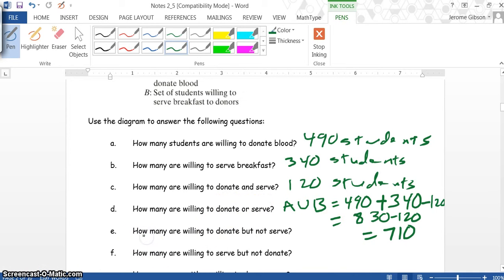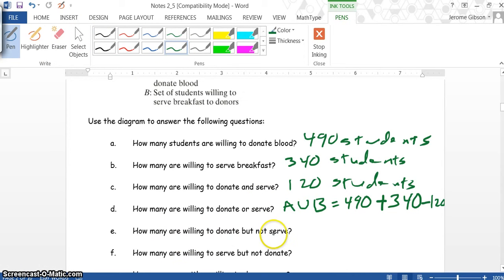Now we come here to E. It says, how many are willing to donate but not serve? Now because I have limited space here, I'm going to need to get rid of what I saw for D because it's taking up space here for E. So let me erase this. You should have copied it by now.